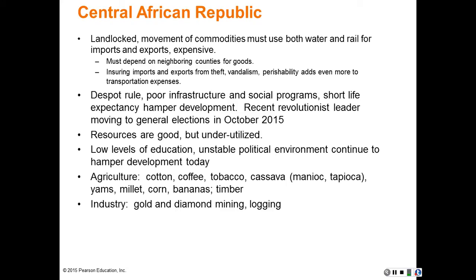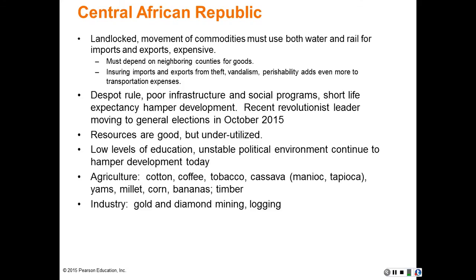Despot rule, poor infrastructure and social programs, and short life expectancy all hamper development. Recently, a revolutionist leader is moving to general elections that should occur in October 2015. Resources are good but are underutilized. Low levels of education and an unstable political environment continue to hamper that development.